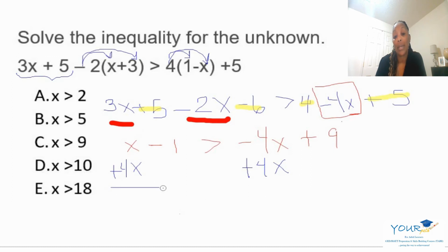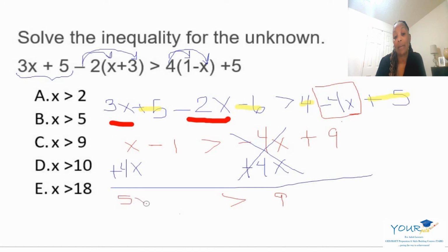So now we can eliminate these two over here because a positive 4 and a negative 4 cancel each other out, leaving us with 0. We do not have to put the 0 there. We can just simply bring down our 9, our greater than sign, and now we have a positive 4x and x. When we add them up, that gives us 5x.